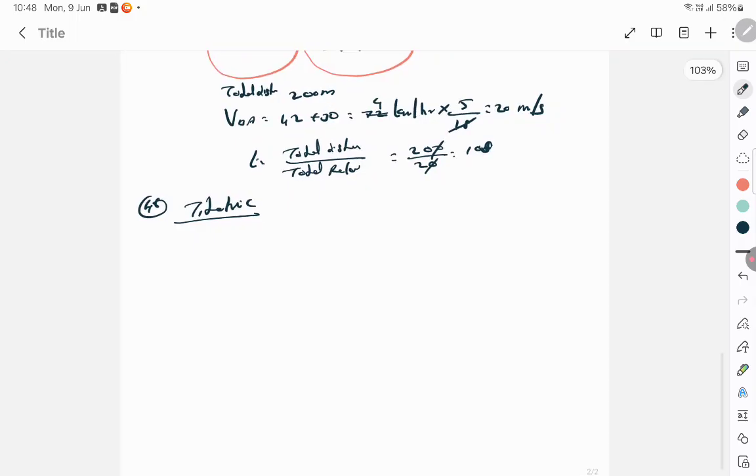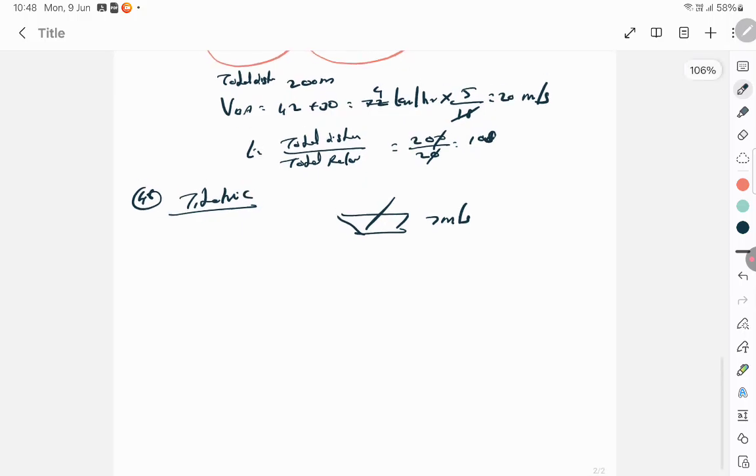Titanic sum where there is a rescue boat. The speed of the rescue boat in still water, in still water, it's capable of going at 7 meters per second. Okay, in still water. But however, the boat will not go in still water. We are not going to run the boat in a swimming pool. The boat is going to go only in running water.